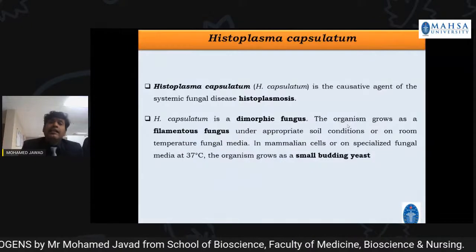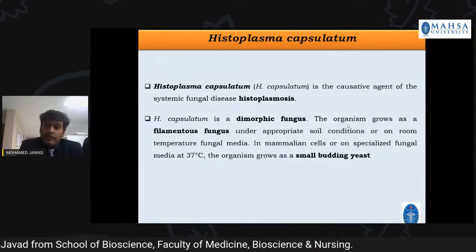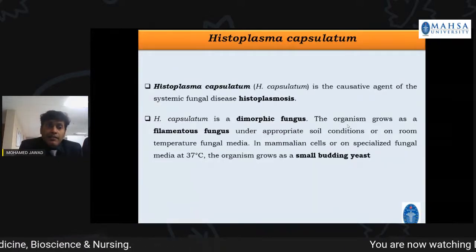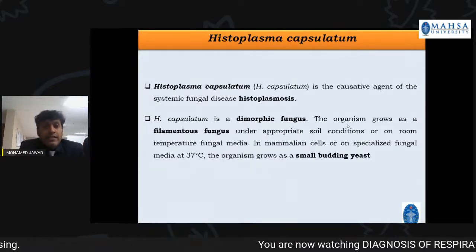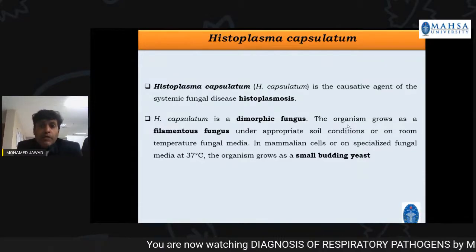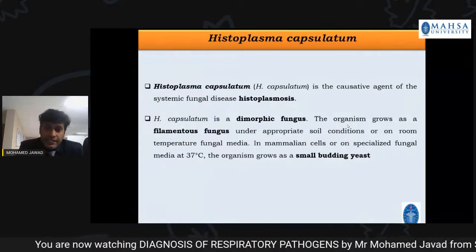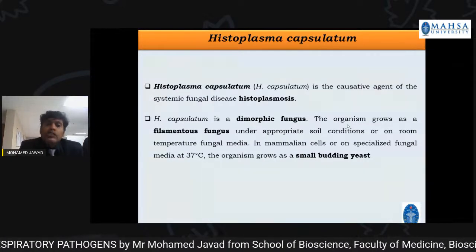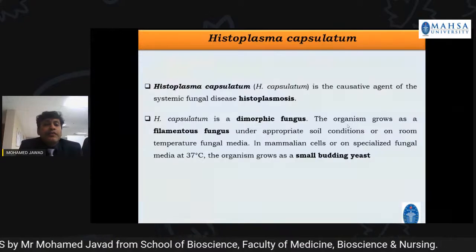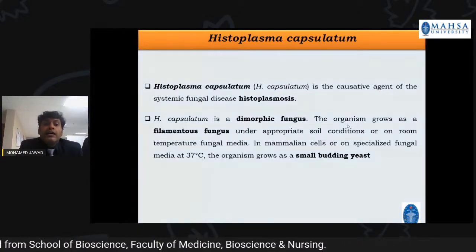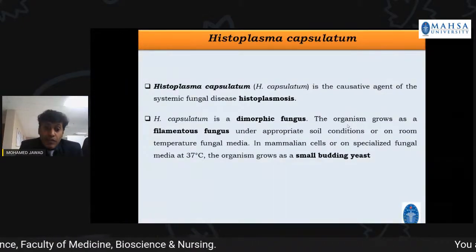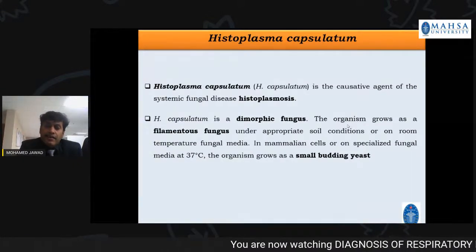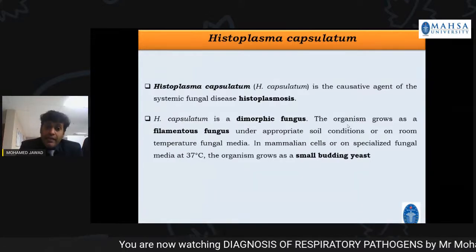Then other fungal infections, the opportunistic fungal infections, include Histoplasma capsulatum. But these are not very common. They are restricted to some geographical areas. Histoplasma capsulatum, Coccidioides immitis, and blastomycosis and so on. Histoplasma capsulatum is the causative agent of a systemic fungal infection. It causes histoplasmosis. It's a dimorphic filamentous fungus, and is mainly restricted to Latin American countries and the US.